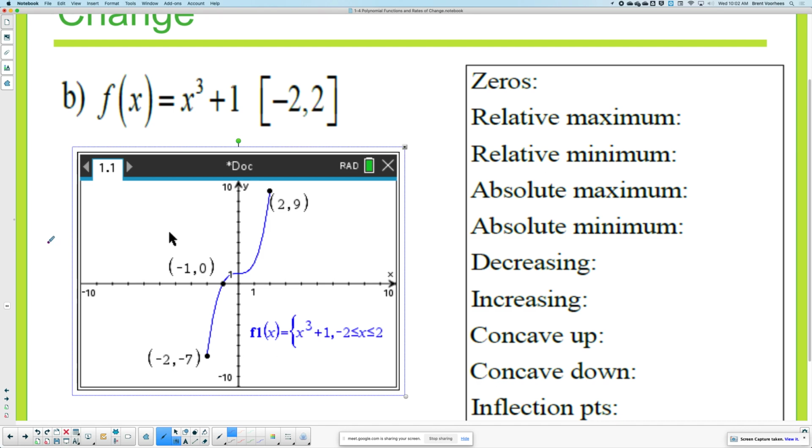Let's fill in. Zeros. What should we put in the 0 column? X equals -1. Great saying that. You said it perfect. Relative maximum. Do we have a relative maximum? No, we have just an absolute. I'm just going to say ABS. Do we have a relative minimum? No.